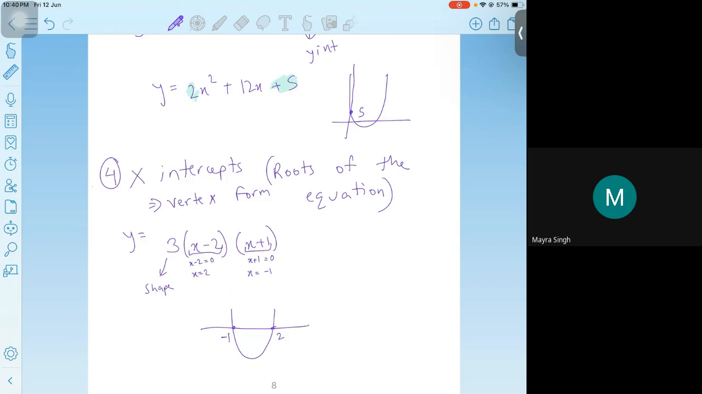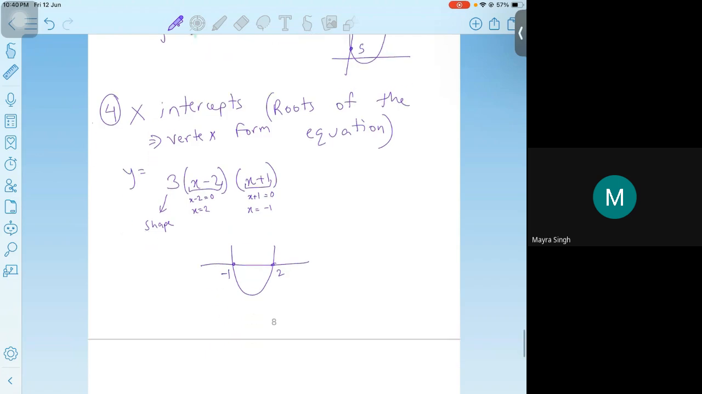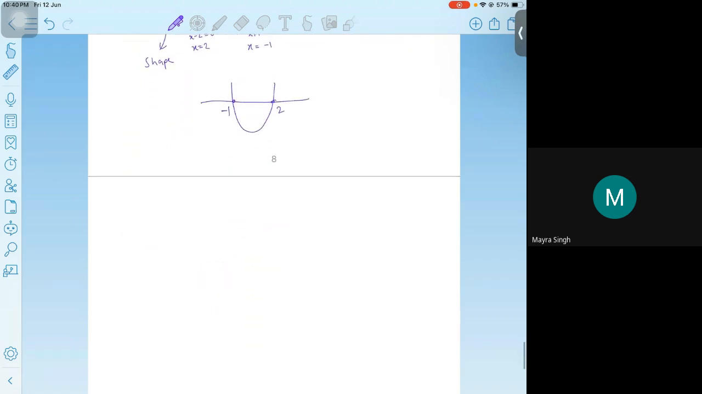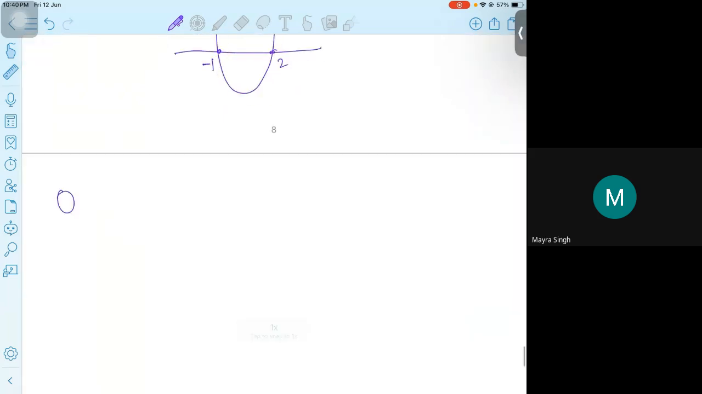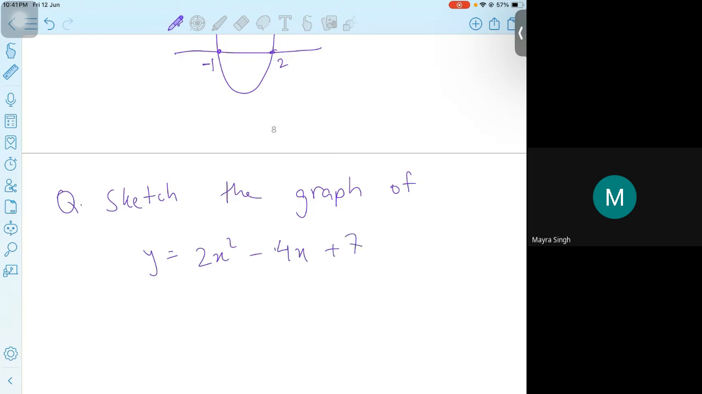Okay, thank you. If you move on now, let's work with a whole question by ourselves. Let's say the question says, sketch the graph y is equal to 2x squared minus 4x plus 7. For this sketch of a graph, you must find a couple of things.